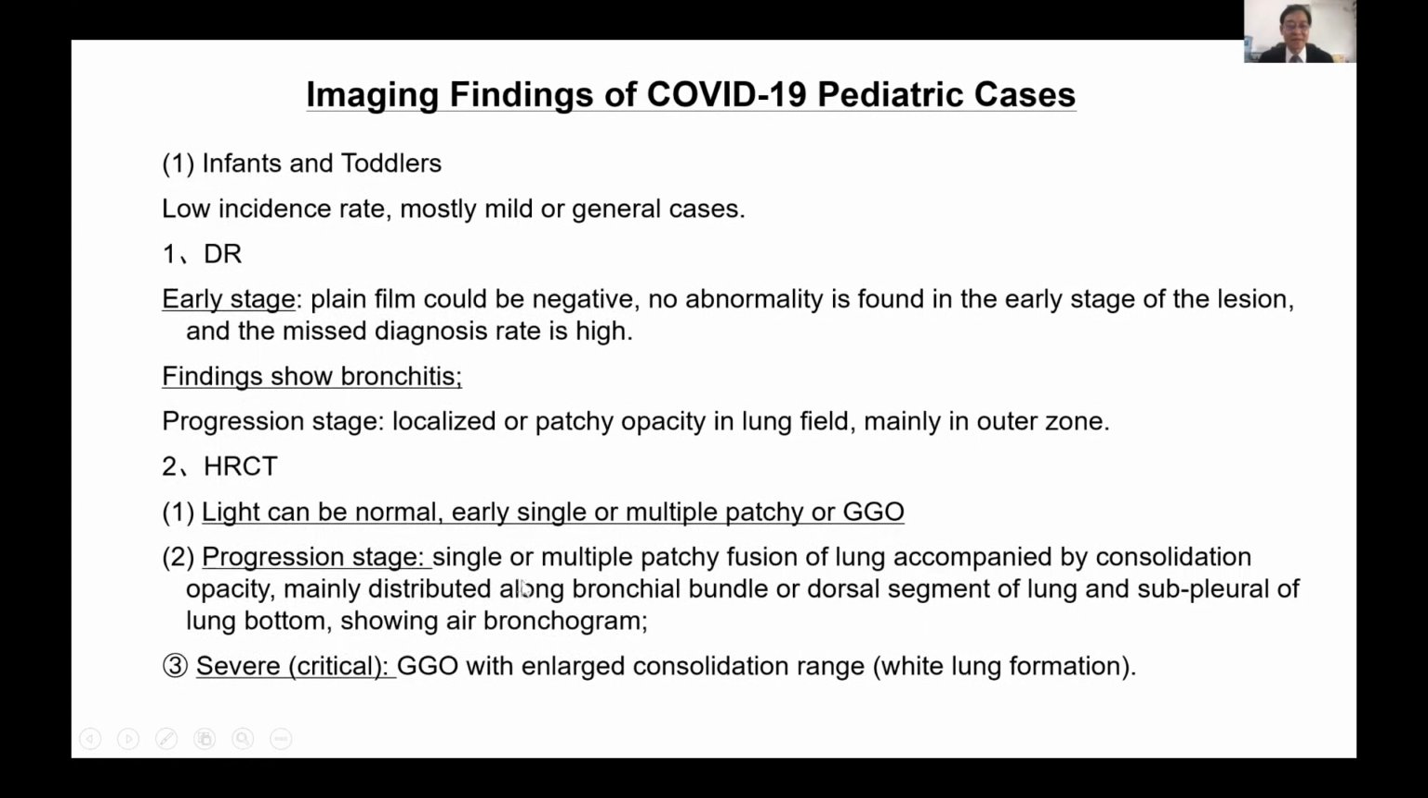Progression stage: single or multiple patchy fields of lung accompanied by consolidation on CT, mainly distributed along the bronchial bundle or dorsal segment of lung and subpleural of lung bottom. So air bronchogram. Several critical GGO with enlarged consolidation region.